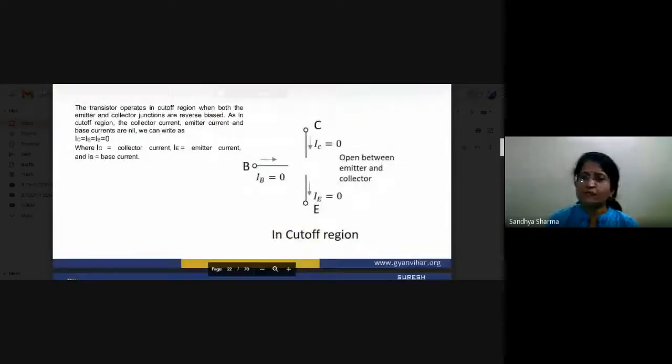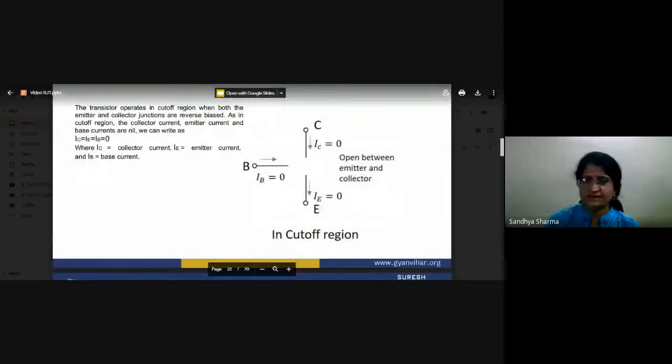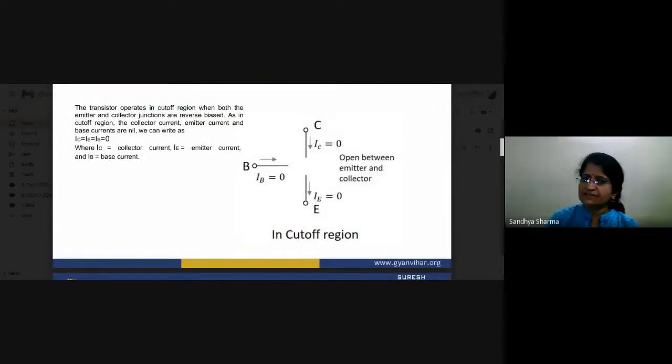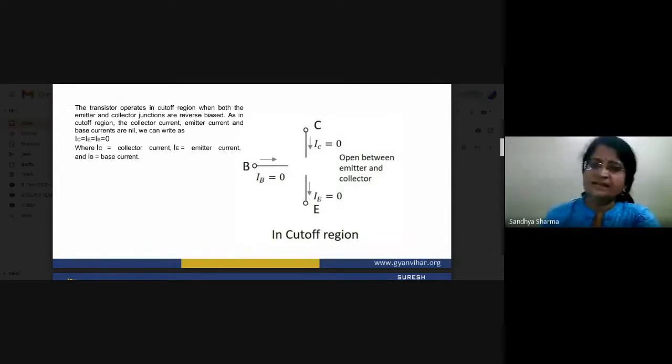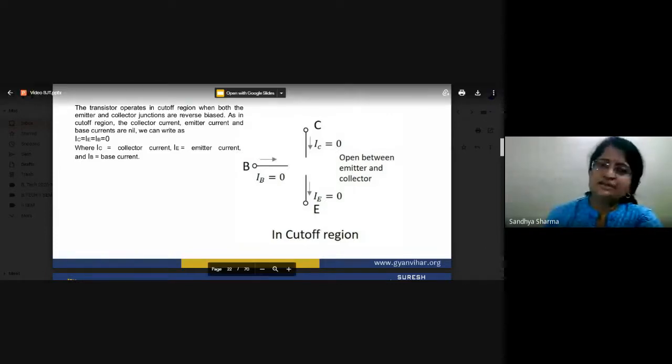Just see here, in the cutoff region both junctions are reverse biased. Reverse bias means it will offer a very high resistance, and if the junctions offer very high resistance, it will work as an open circuit. Since your junctions are open circuit, these three terminals B, C, and E are not interconnected, they are open. So IB is equal to 0, IE is equal to 0, and IC is equal to 0. All three currents are equal to 0.